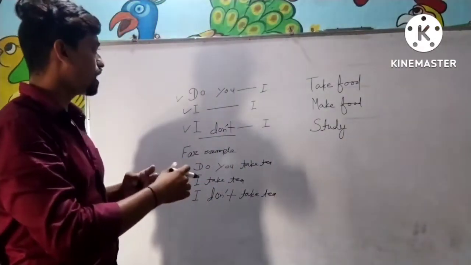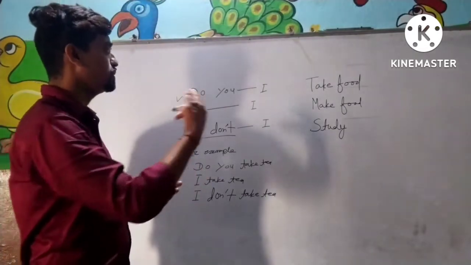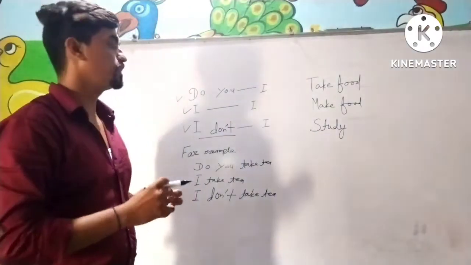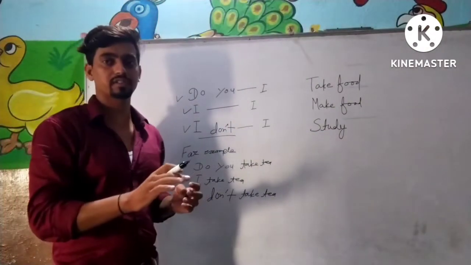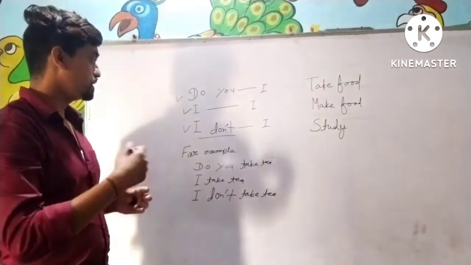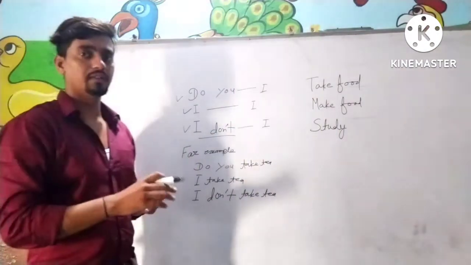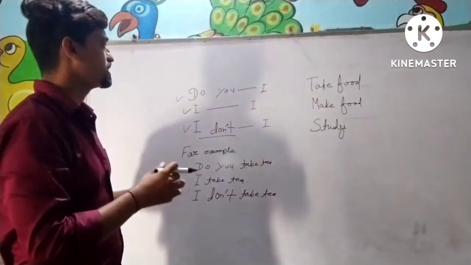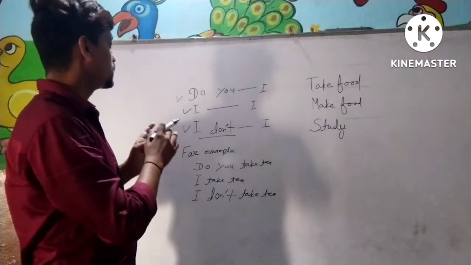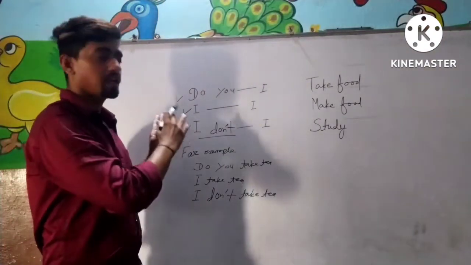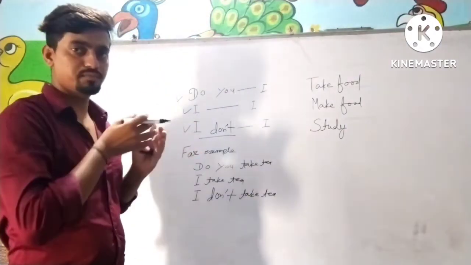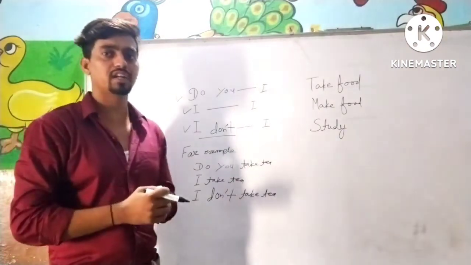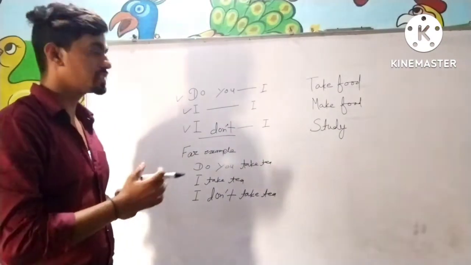And if we are asking the question, then we will use the first form. If we are answering, then we will use the first form of action. And if we are refusing, then we will use the first form of action. There is nothing to learn. Like that, do you study? We will say, I study. And if we want to refuse, then we will say, I don't study.